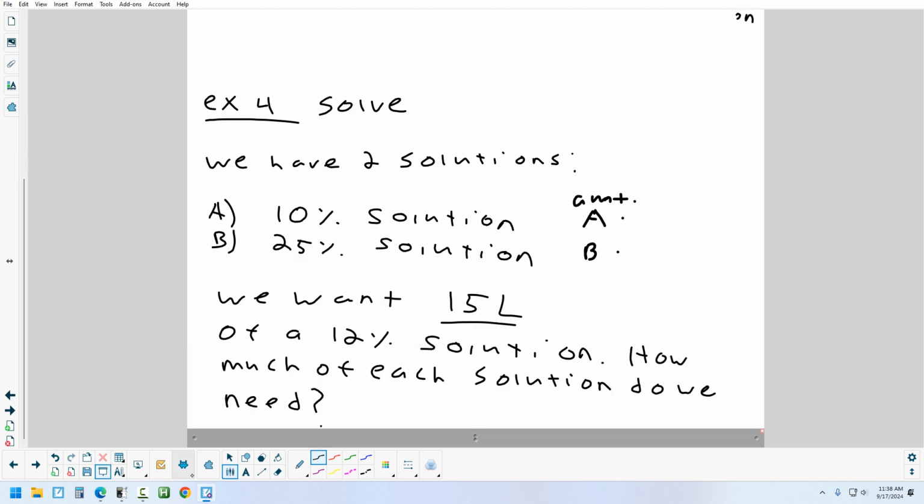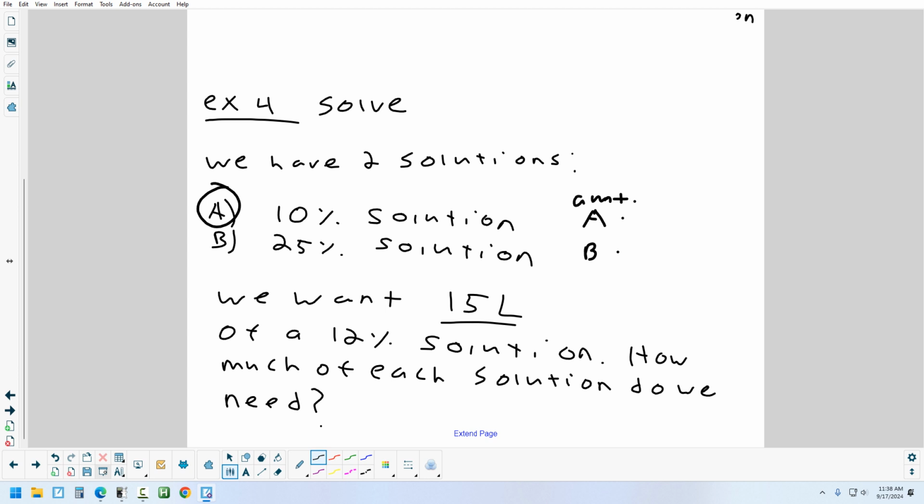So they want us to mix it together to create 15 liters, and the strength of it has to be 12%, which is doable because it's in between 10 and 25. Because it's 12%, you're probably going to use a lot more of solution A than you are of solution B. You're just going to pour a little bit of B in to make it stronger. Okay, so that's my final concentration, and that's my total. All right, let's see if we can set up those two equations.